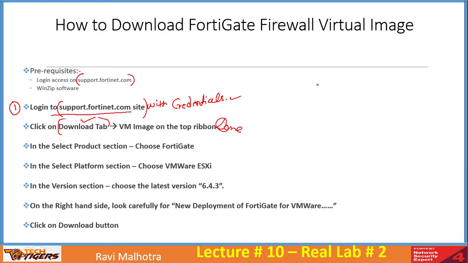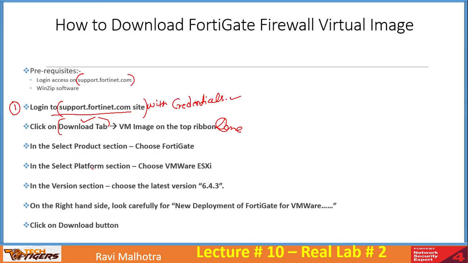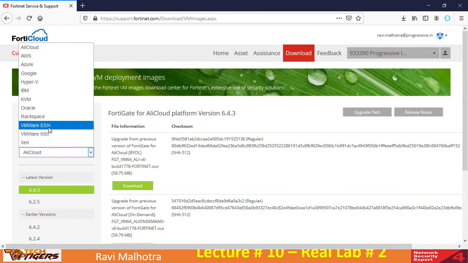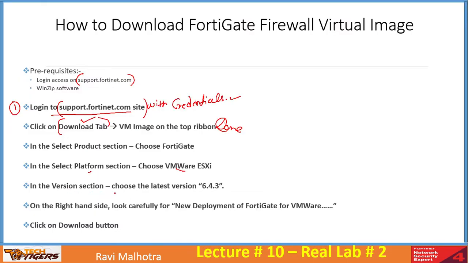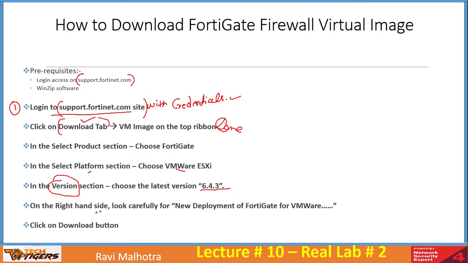In the select product section, choose FortiGate. In the select platform section, I'll select VMware ESXi. And in the version section, I'm going to select the latest version, which is 6.4.3. That's 6.4.3. And then on the right-hand side, look carefully for new deployment of FortiGate.